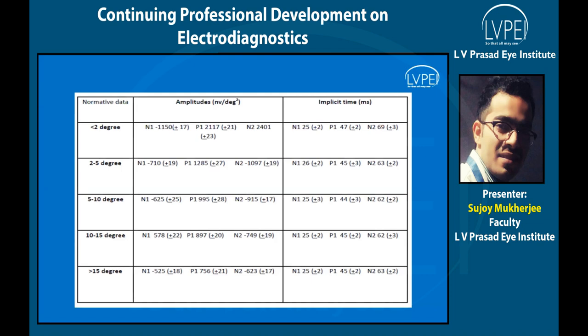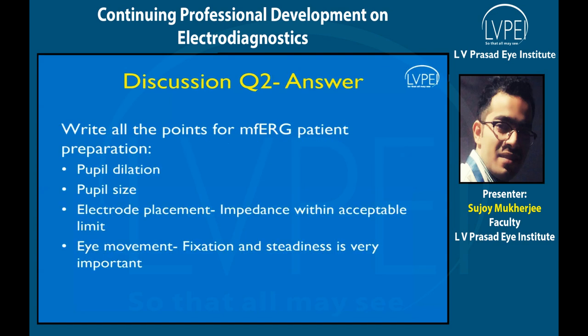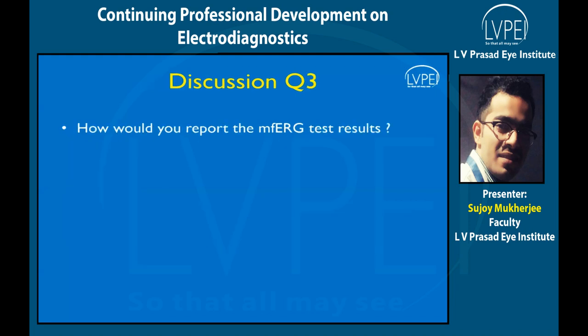These all are noted. Now, the next question is: discuss the key steps for patient and instrument preparation for the MFERG test, which were explained in the previous slides. So the dilation and size of the pupil, the electrode placement and the impedance level. These all should come at the end of the test, whether they were checked before we initiated the test, or during the test, whether they were maintained or not. And as I told in the previous talk also, fixation and steadiness for multifocal ERG is important because it is a pattern program.